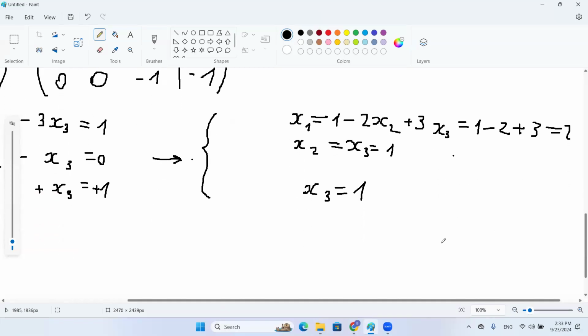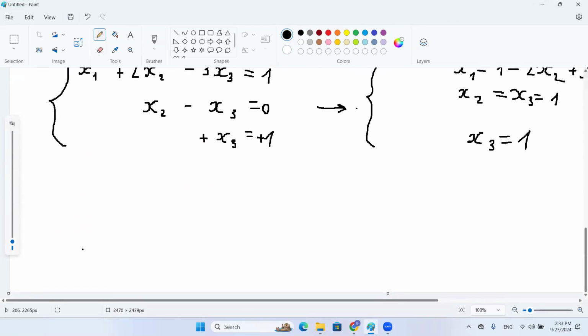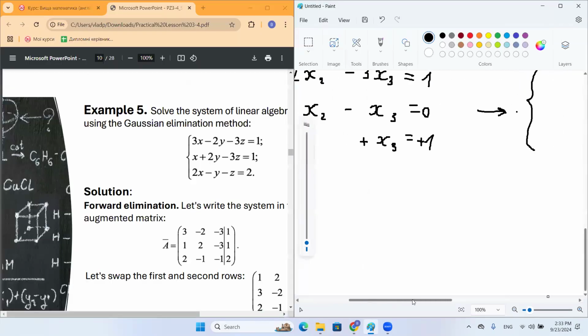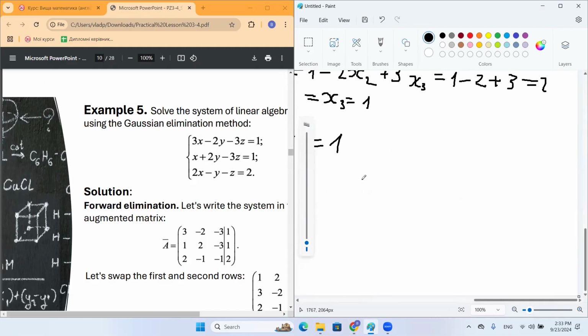And now let's verify that it's correct. So let's look initial system. So 3 by 2 minus 2 minus 3. By the way, it's correct. Yeah, so 6. Yeah, it's correct, but let's verify.